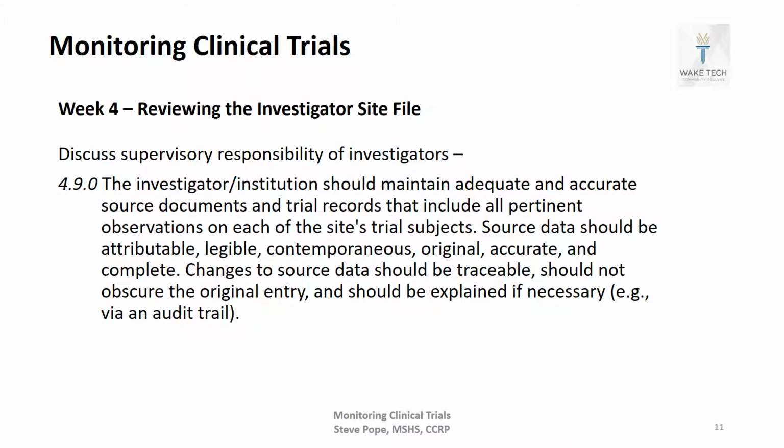So now that we've talked about reconciling the investigator site file with the trial master file, let's move on to discussing the supervisory responsibility of investigators. These are found in section 4.9.0 of ICH E6. The investigator or institution should maintain adequate and accurate source documents and trial records that include all pertinent observations of each of the site's trial subjects.